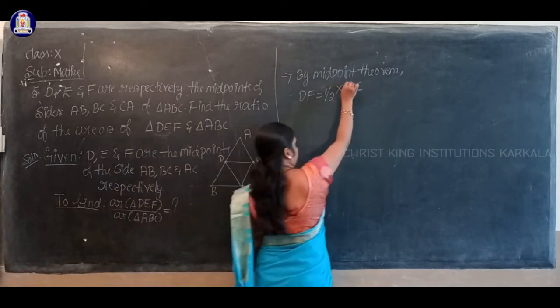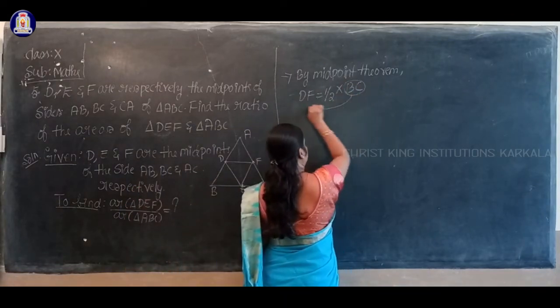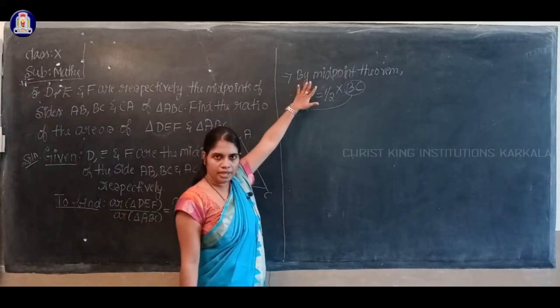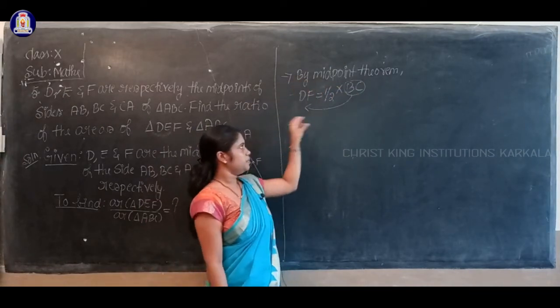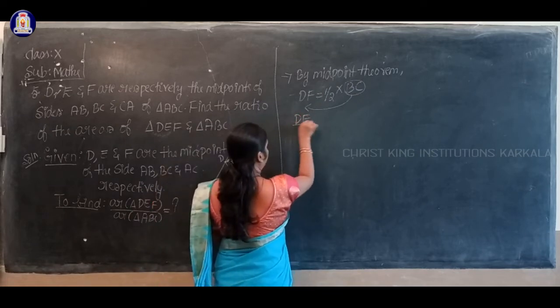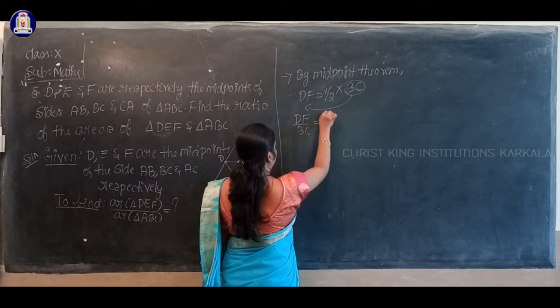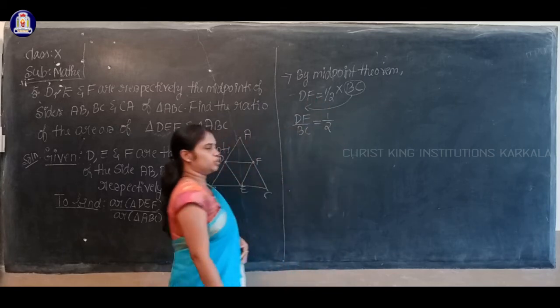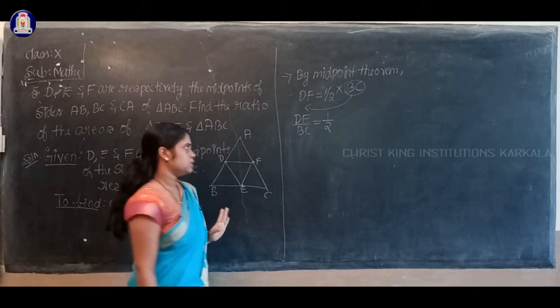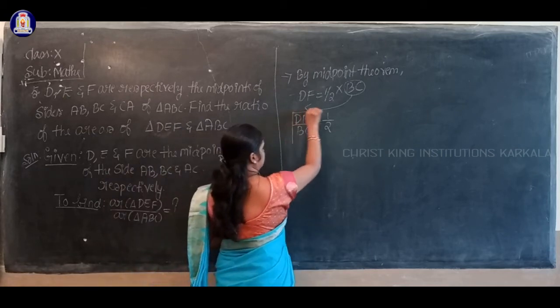Now just shift this BC to the denominator, and DF will be in the numerator. What will it become then? DF by BC equal to 1 by 2. You will get DF by BC equal to 1 by 2, isn't it? So this is one result.